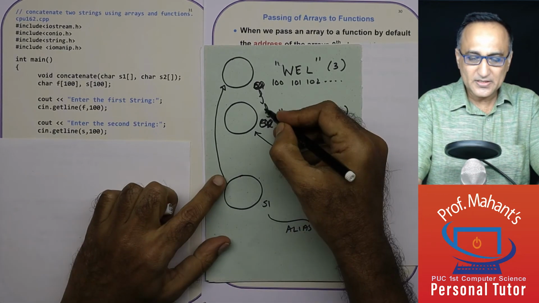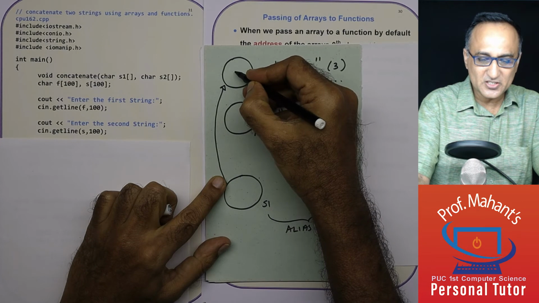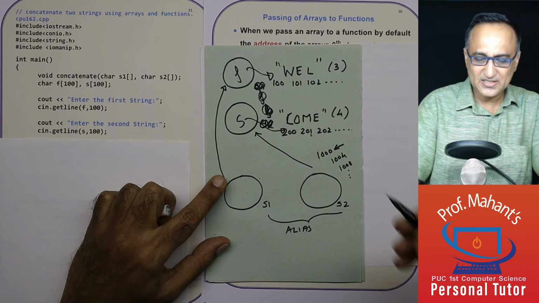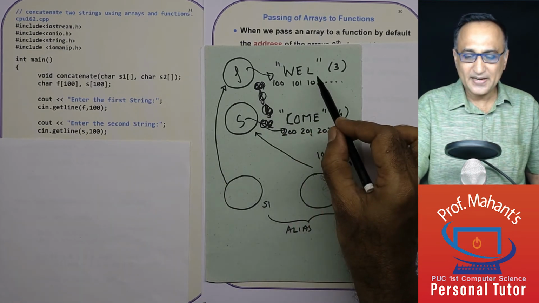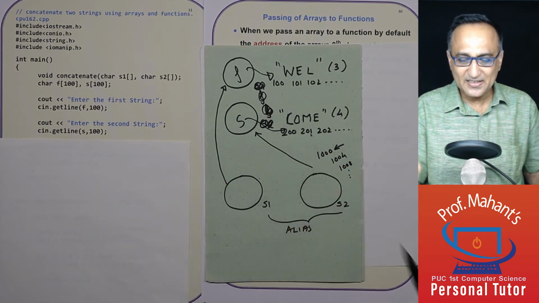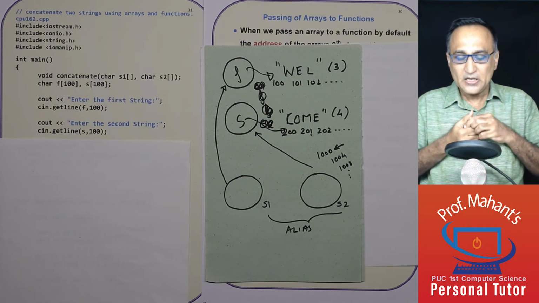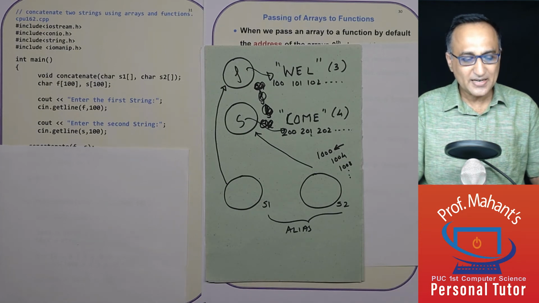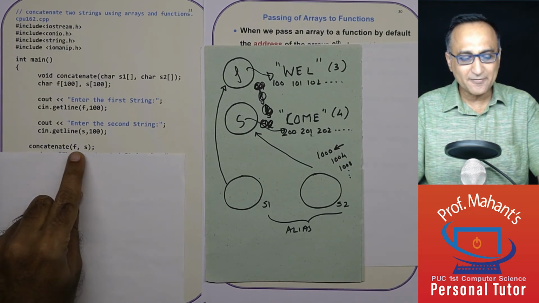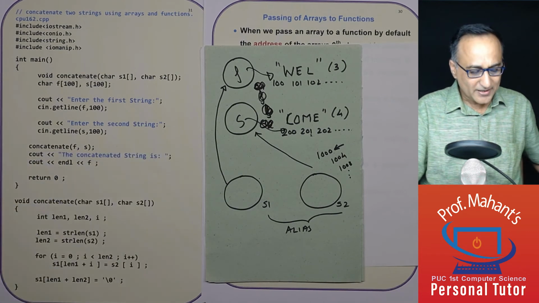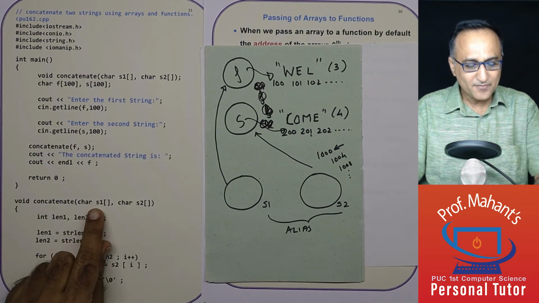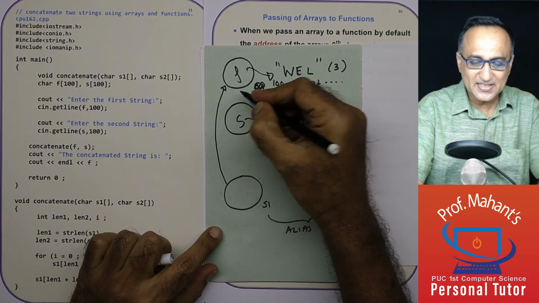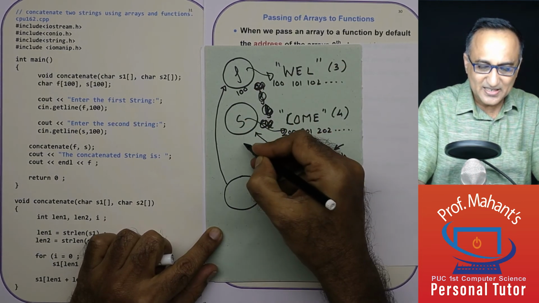Okay, so let's change this. This looks quite ugly. Let us say this is F and this is second. So in first, or F, I enter WEL. In S I enter COME. Now once I enter F and S, I call the function concatenate with F and S. So when I call concatenate F and S, I have S1 and S2. Let's say the address of this is 100 and this is 200.